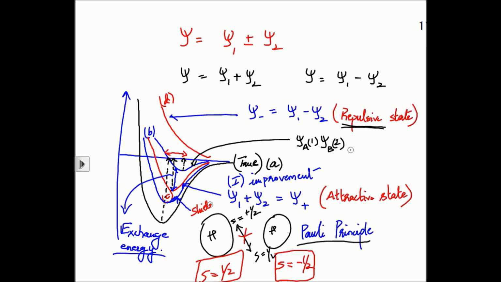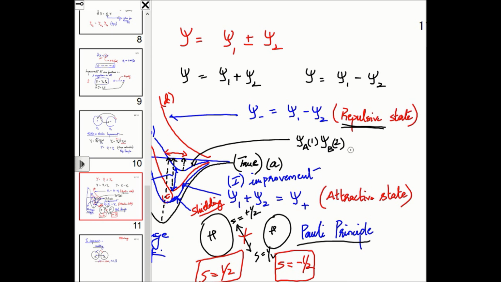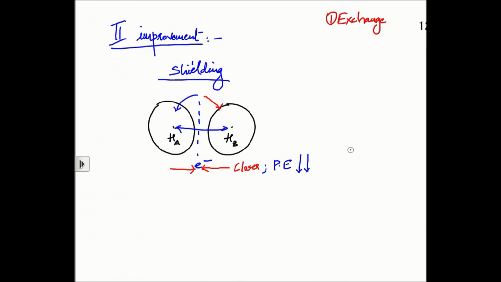Still it was not good enough, so one more suggestion was made right at the end, which is the third improvement, which talks about ionicity. Okay, we've assumed that the first hydrogen is associated with electron 1, the second hydrogen is associated with electron 2, or the other way around in the exchange fashion, right?